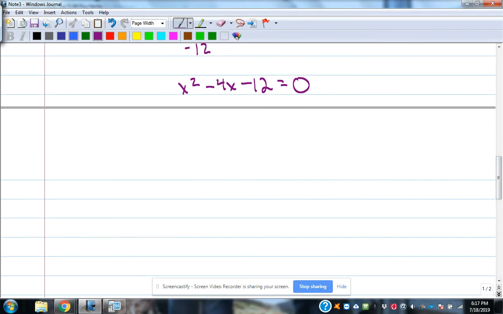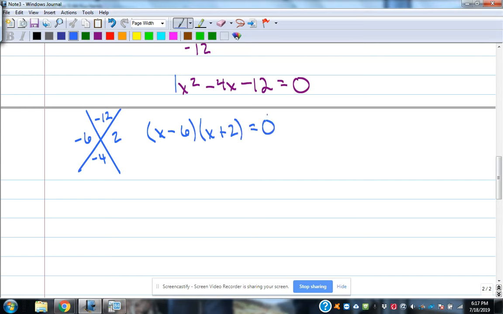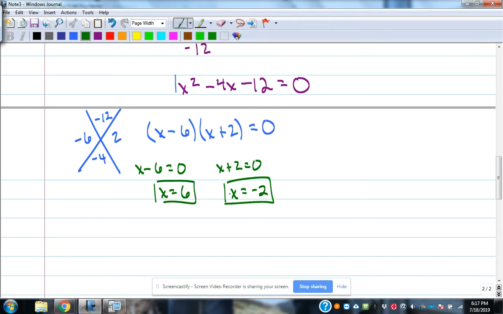So if I'm going to do it by factoring, I'll do the x thing. So 1 times negative 12 is negative 12, and then it's got to add to be negative 4. So that'd be negative 6 and positive 2. And the good thing about doing it by factoring is there's a 1 in front of the x squared. So that means I can go straight to my factors, x minus 6 and x plus 2. And then set each of those equal to 0 and solve. So I get x equals 6, x equals negative 2. That's doing it by factoring.